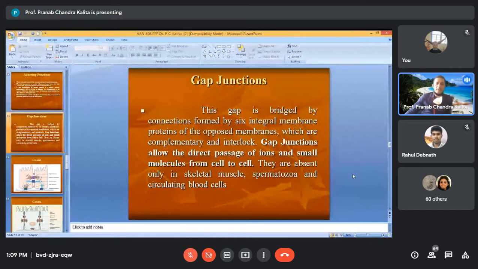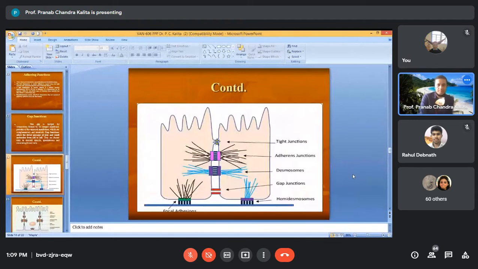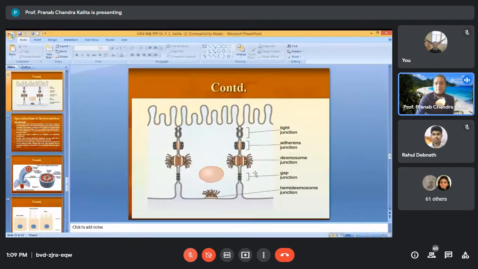They are absent in the skeletal muscle, spermatozoa, as well as the circulating blood cells. So here is the location of the tight junction, unique to the epithelial cells, then the adhering junction, and then you will find a gap junction or a nexus. These gap junctions permit the passage of ions and molecules from one cell to another. The same in the pictorial view: the tight junction, adhering junction, and gap junctions. And hemidesmosome, you will normally find, binds the epithelial cells with their basal lamina.